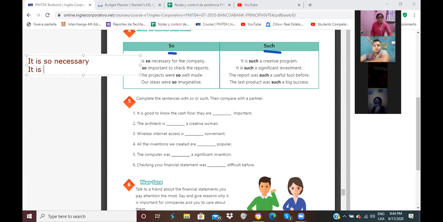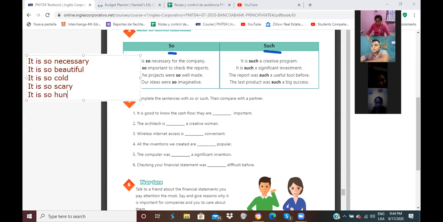It is so beautiful. Adjective. It is so cold. Adjective. It is so scary. Adjective. It is so hungry. Adjective. Okay? So, después del so, vas a escribir un adjective. Necessary es un adjective. Adjective quiere decir adjetivo. Beautiful, cold, scary, hungry, adjectives.